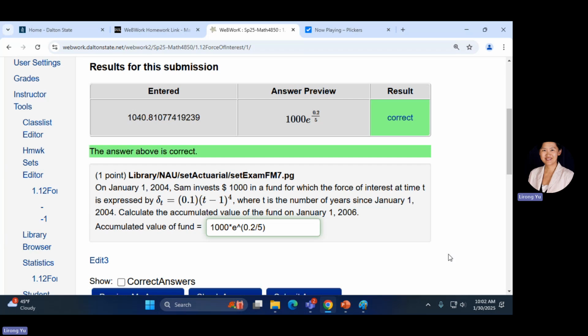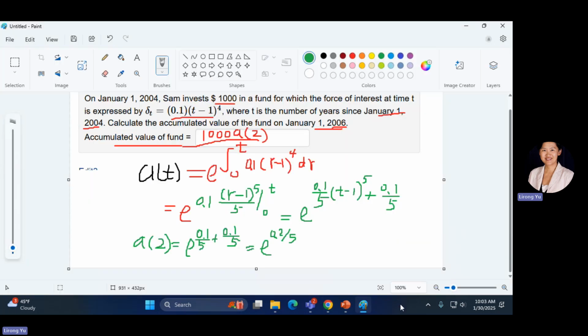Most of these questions follow that tone, and what we have to learn is how to handle going from the force of interest function to identify the accumulation function. Any questions? If you see any mistakes in the derivation of it, let me know.